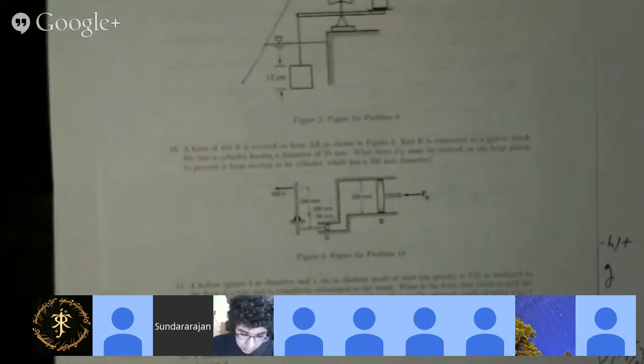The volume of a sphere is 4/3 pi r cubed, correct? Mm. Okay.